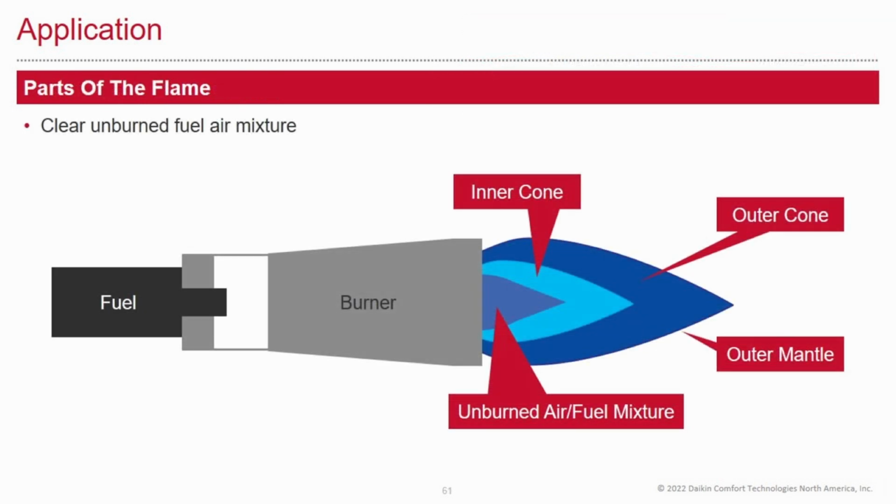Parts of the flame. There is a clear, unburned fuel-air mixture. There is a bright blue inner cone, a dark blue outer cone, and the outer mantle.